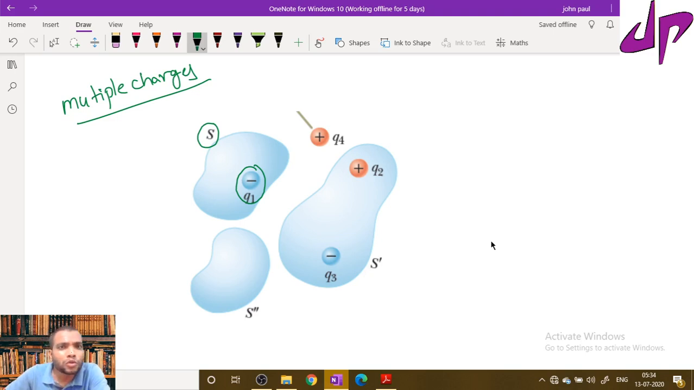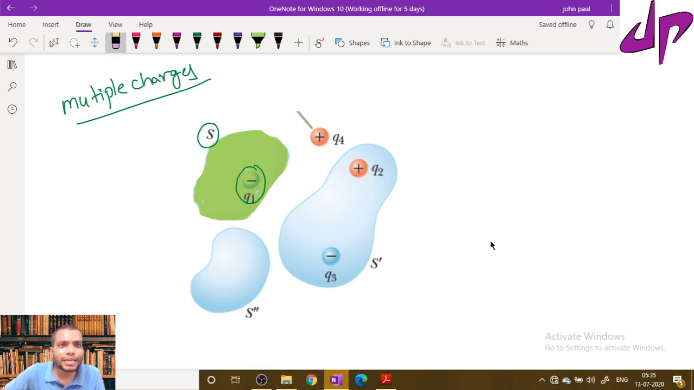But we have chosen the Gaussian surface such that it passes through the charge Q1 only. If you find the net flux through this surface, it is not disturbed by the vicinity of the other charges, because our Gaussian surface does not extend above the charge. It is limited to that charge Q1, so there is no chance of the other charges affecting the net flux.